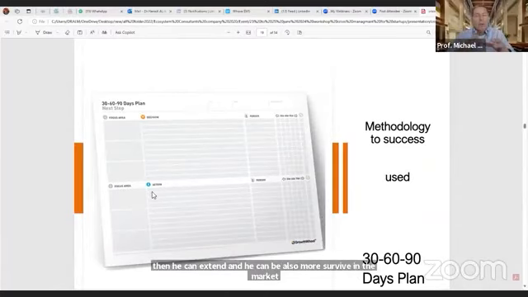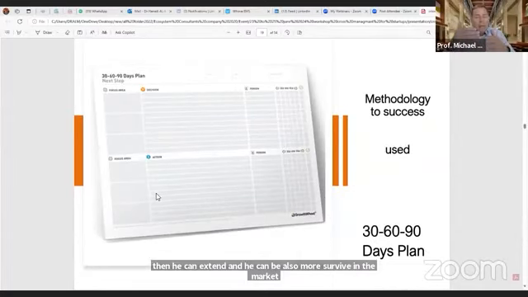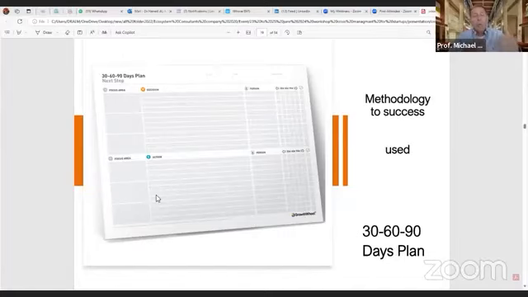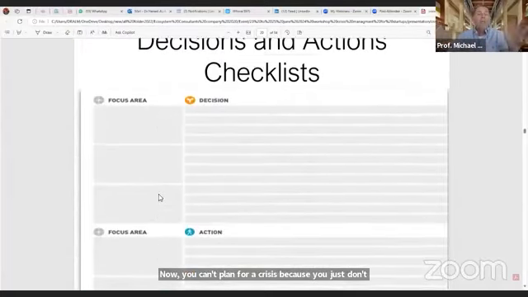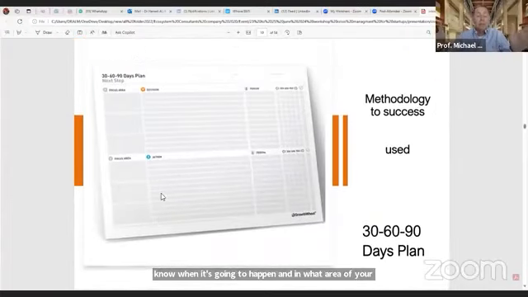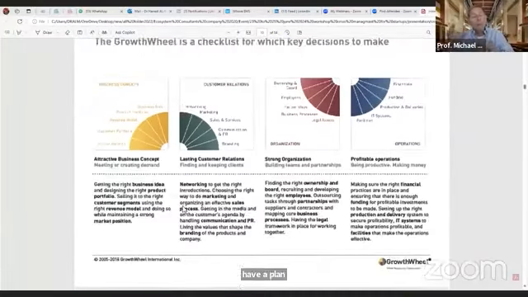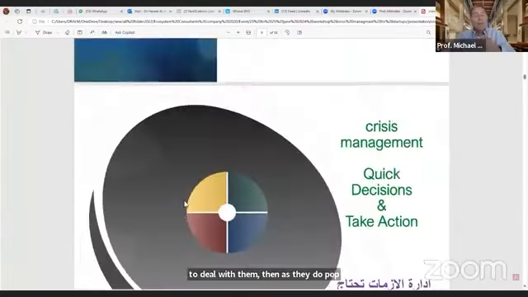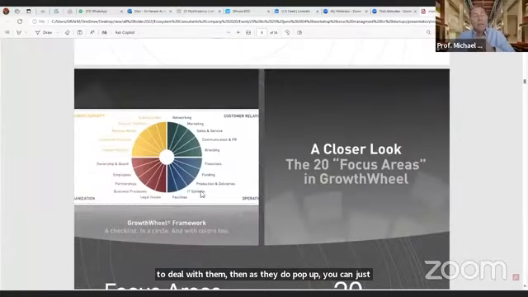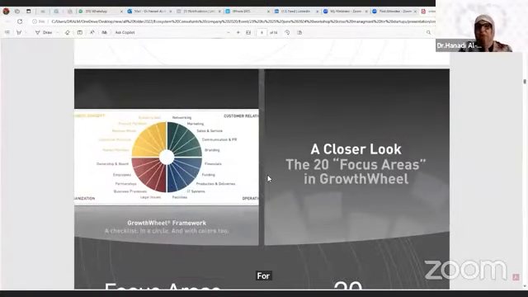Yeah, for any entrepreneur, planning is very important. Now, you can't plan for a crisis because you just don't know when it's going to happen and in what area of your business it will occur. But you've laid out here different areas where crises will occur, and if you have a plan to deal with them, then as they do pop up, you can just go to your plan and say, look, here's how we're going to handle this.